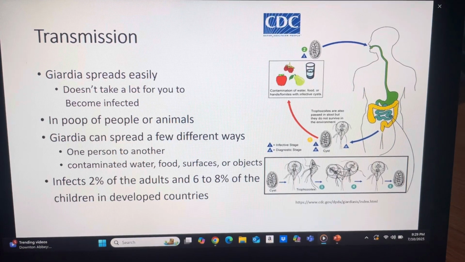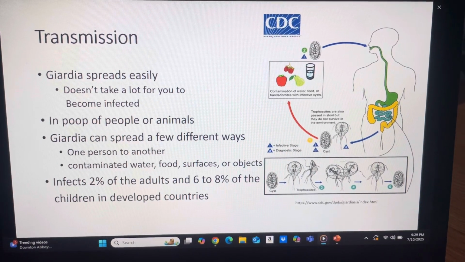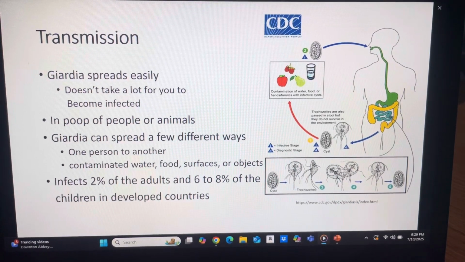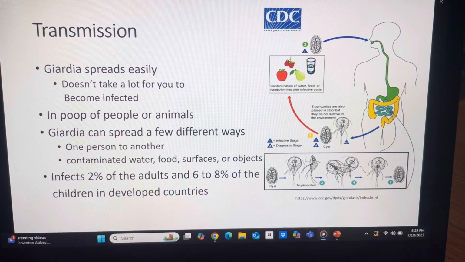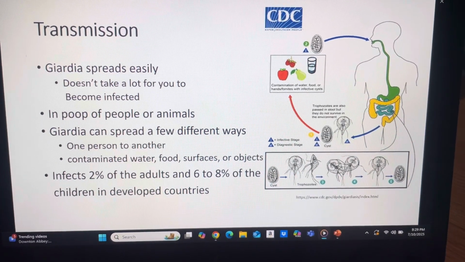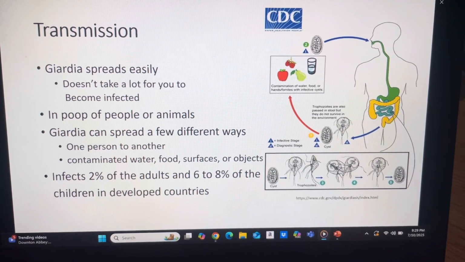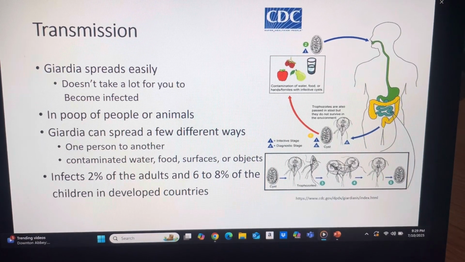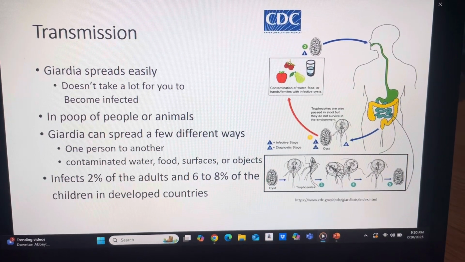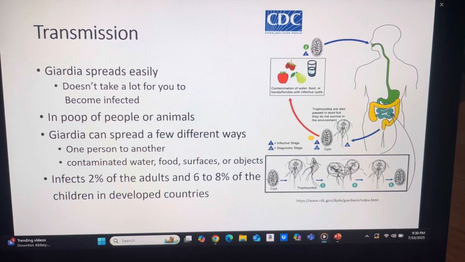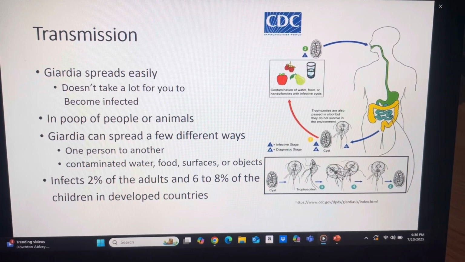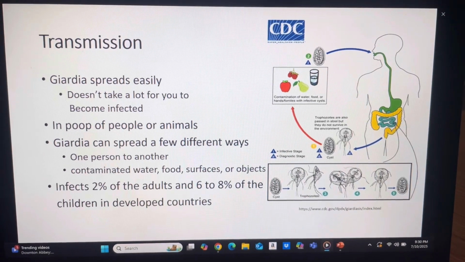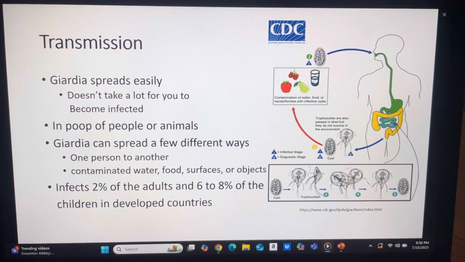Transmission. Giardia spreads easily. It doesn't take a lot for you to become infected. It really only takes the ingestion of a few cysts. Giardia is found in the poop of people or animals who are infected. So anything that gets contaminated, water, food, surfaces, objects, or from one person to another, that's how it can spread. And it affects 2% of adults and 6 to 8% of children in developed countries.